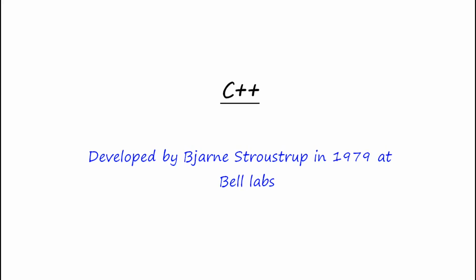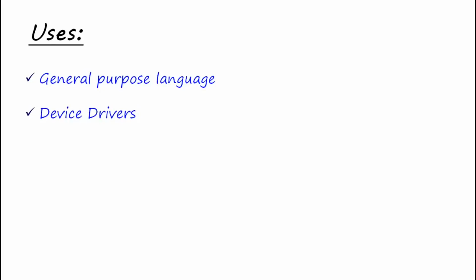C++ is a general purpose language. It is used in many different fields of software development. It is widely used to make device drivers and operating systems. So, if you're using an Apple Macintosh or a PC with Windows, then you are already using C++ because these operating systems have been built using C++.